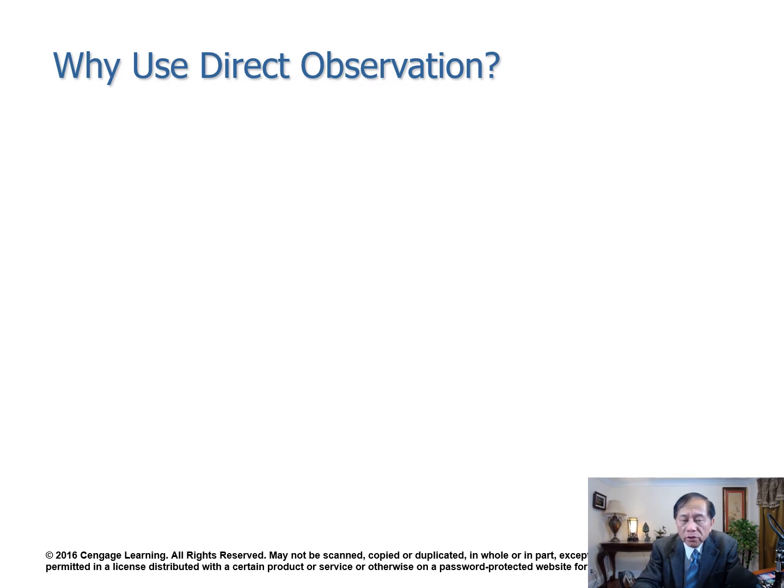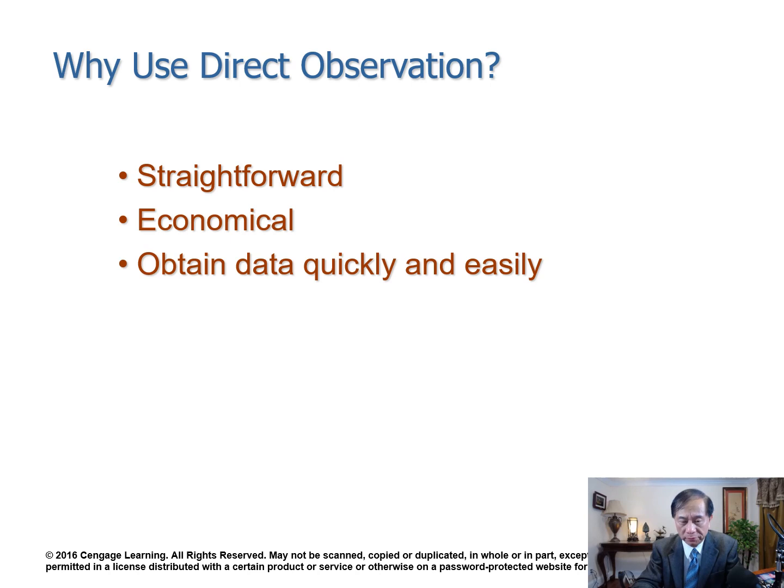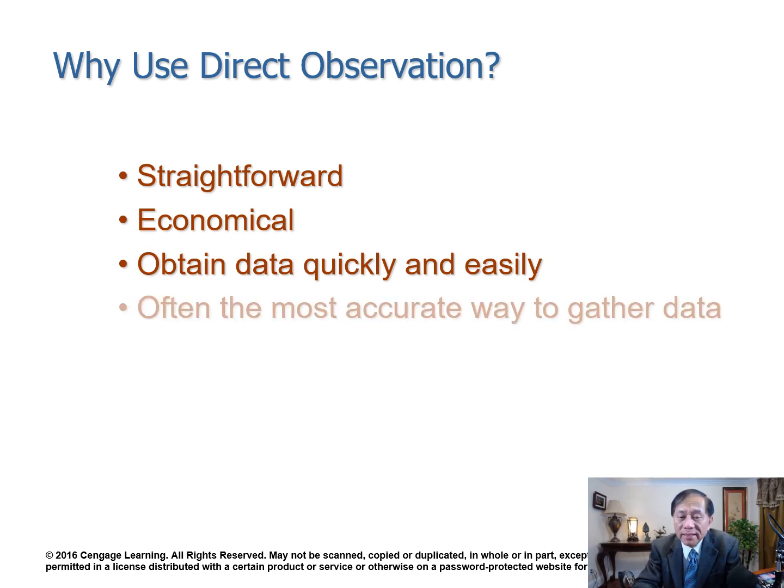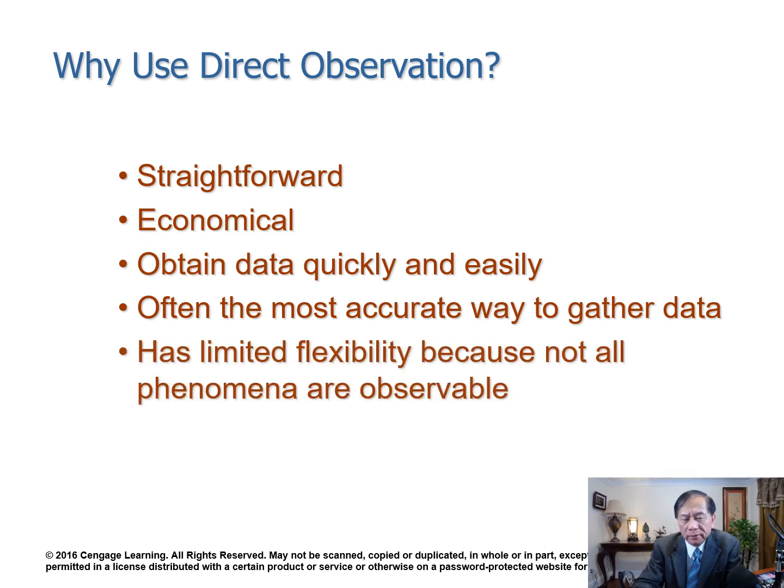Why do we use direct observation? First, it's straightforward. It's economical. It doesn't cost you too much. You obtain data quickly and easily, and it is often the most accurate way to gather data. But it has limited flexibility because not all phenomena are observable. Okay, not all observable.